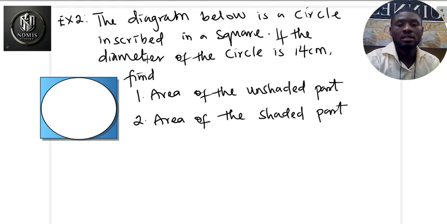Now let's take example number 2. Now look at example number 2. The diagram below is a circle inscribed in a square. If the diameter of the circle is 14 centimeter, find 1, area of the unshaded part, and 2, area of the shaded part. So just like the previous one, but now is another way that this question can be asked.